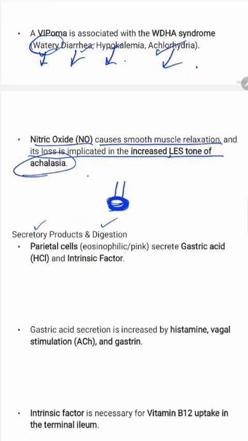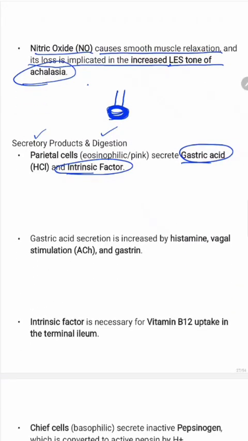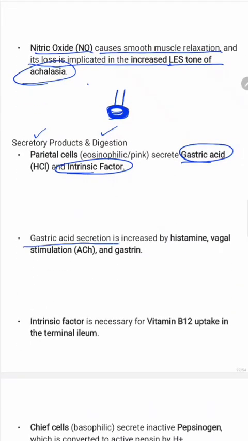Okay, now secretory product and digestion. So parietal cells secrete gastric acid and intrinsic factor. We have already discussed this in anatomy. Now gastric acid secretion is increased by histamine, vagal stimulation, and gastrin. Okay, now this is the gastric acid.